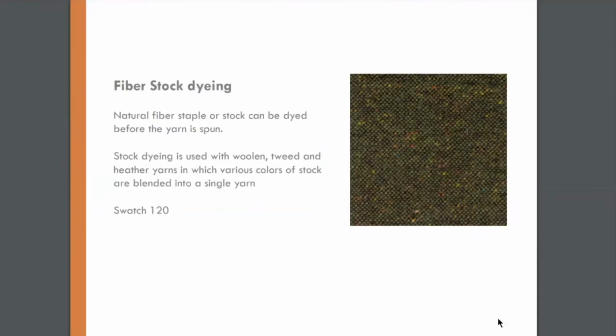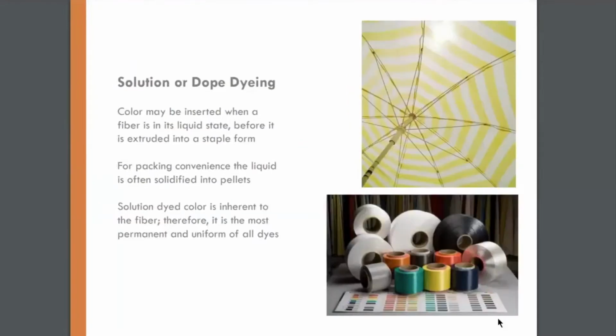So natural fiber can be dyed before the yarn is spun. Stock dyeing is used with woolen, tweed, and heather yarns in which various colors of stock fibers are blended into a single yarn. So again, this is mostly associated with natural fibers that have been dyed in different colors and then spun together into yarn. But you can see an example, swatch number 120, that heathered effect is achieved even with polyester fiber. Solution or dope dyeing.